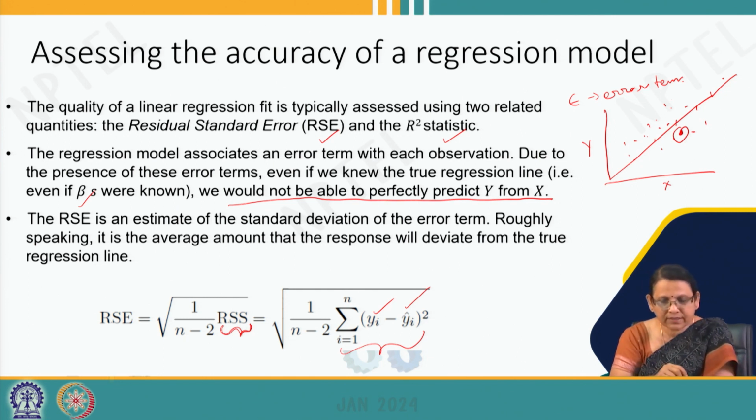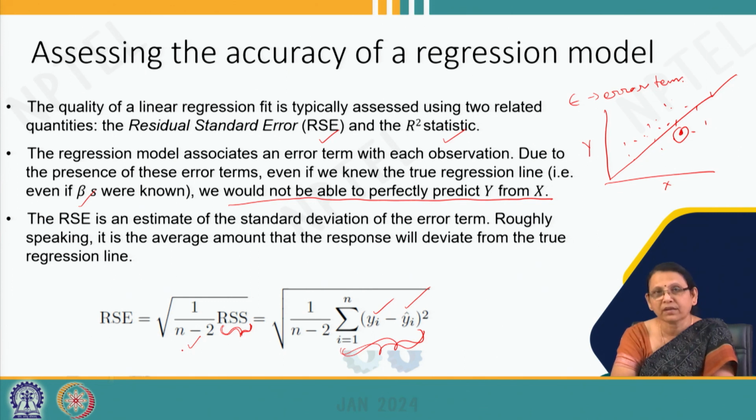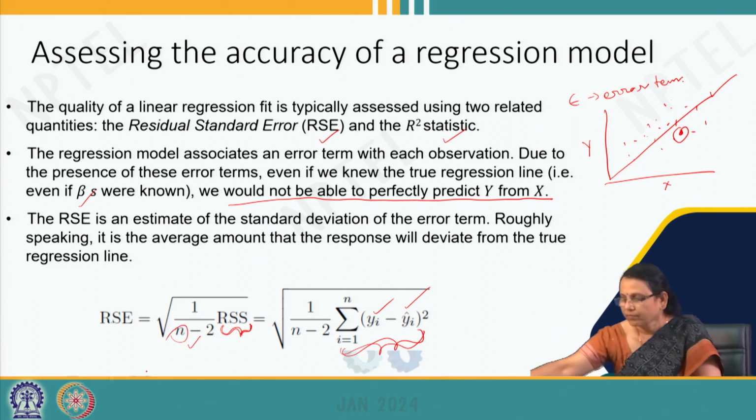Now, this RSE is an estimate of the standard deviation of the error term. Roughly speaking, it is the average amount that the response will deviate from the true regression line. Now, here also we were finding the deviations. So, what is the point in determining this? Now, this term makes sense because it is a sample. So, therefore, it is multiplied with 1 by n minus 2, where n is the total number of records.